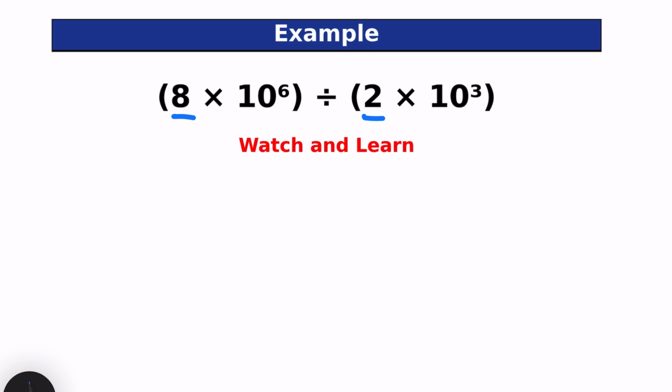A common mistake with the dividing questions is that students will often do the 6 divided by the 3 when you're meant to minus it, not divide it. So let's divide the integers. We'll get 4 as 8 divided by 2 is 4. And then 6 minus 3, that's going to be 3. So it's going to be 10 to the power of 3. So that's the final answer.